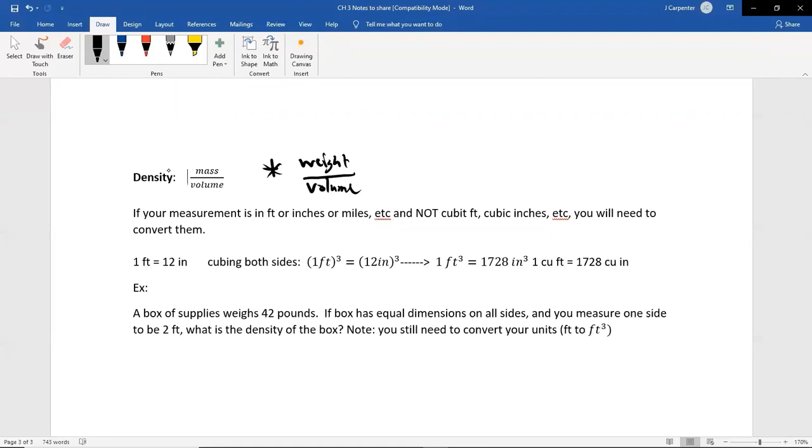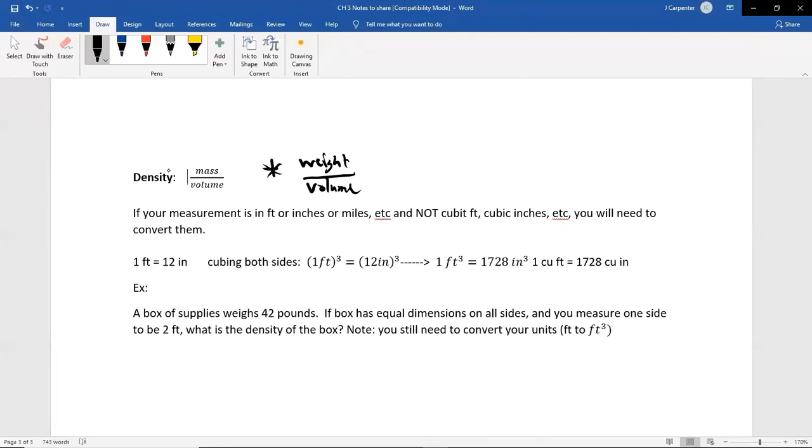So if they give you a measurement in feet or inches or miles, not cubic units, like cubic feet, cubic inches, cubic miles, which is what volume is always measured in, you're going to have to convert them. Now, this is pretty rare in most instances in the real world. If I give you some oddly shaped object, I would probably have to tell you what its volume is because you're not going to know the formula to find the volume of that shape.